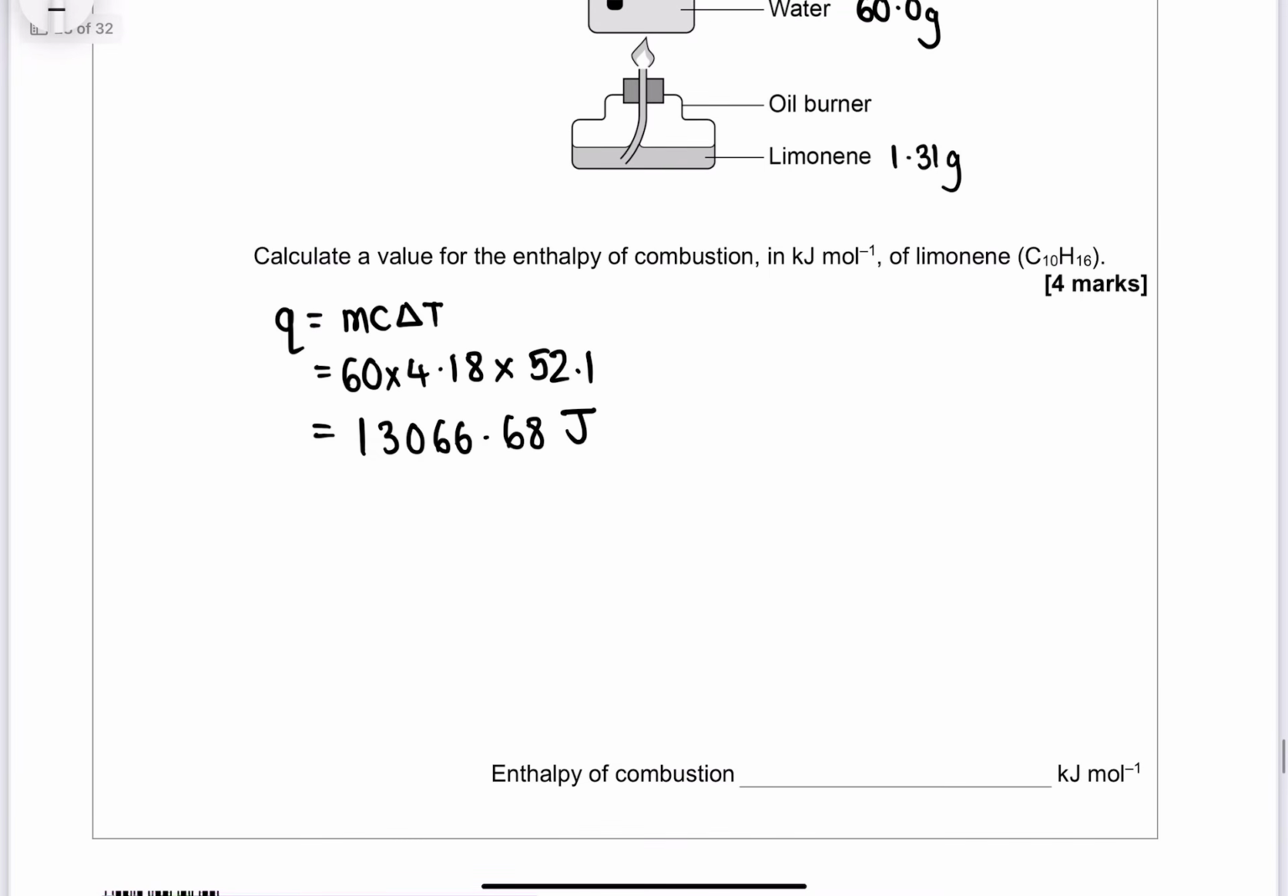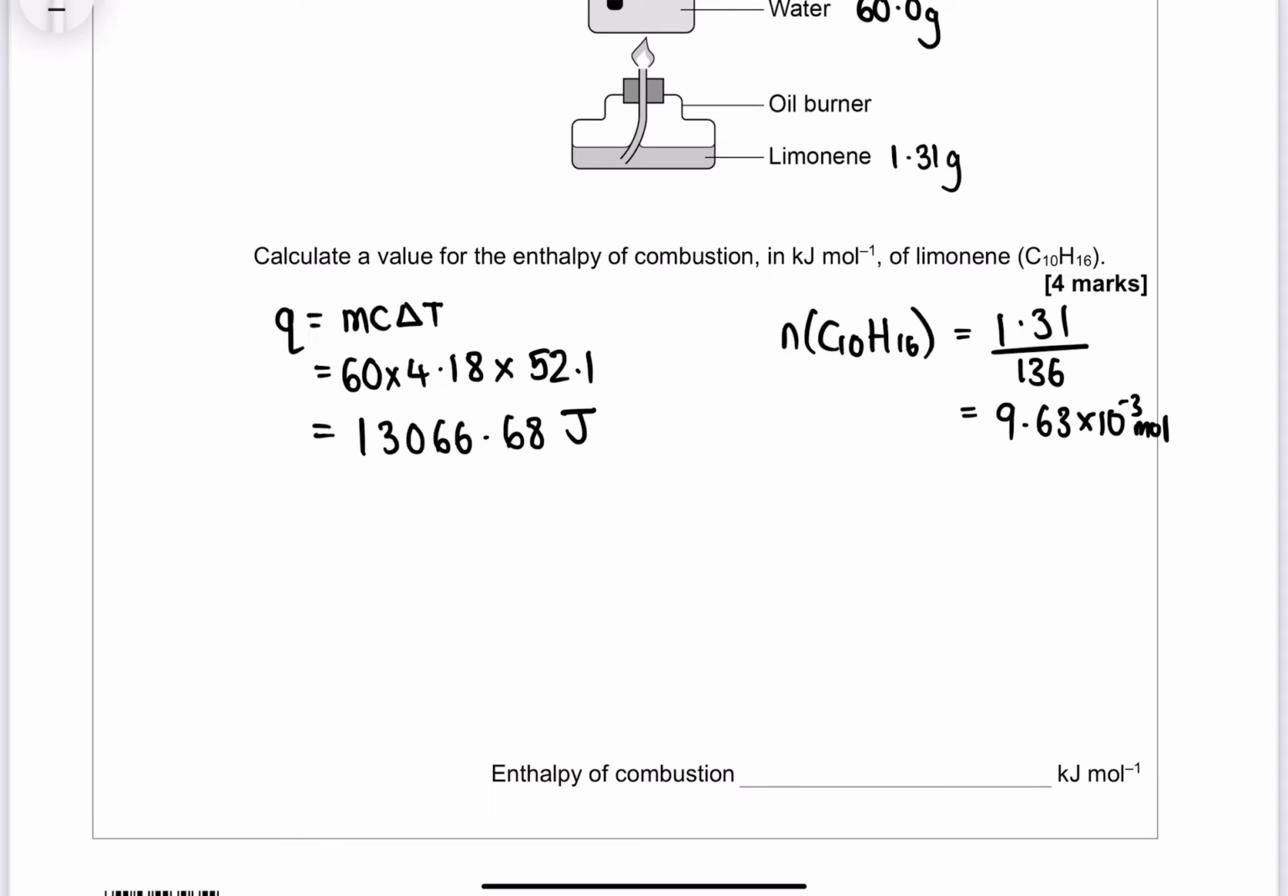How many moles of limonene did it take to do that? So 1.31 divided by, when you add up, 10 times 12 and 16 ones. So we used 9.63 times 10 to the minus 3 moles to do that.